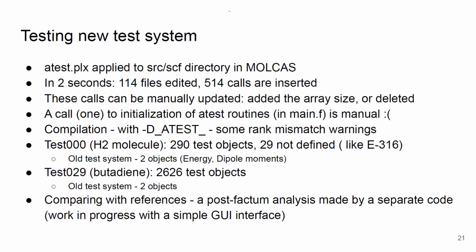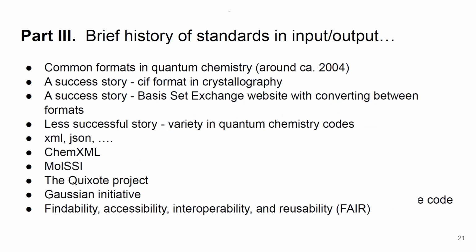For the H2 molecule, we are testing not 2 objects as before, just energy and dipole moments. We are testing 290 objects. For bigger cases like butadiene, it's 2060. And since the analysis is post-processing, you can have some small GUI, it's still under development, which will tell you where the program started to deviate from reference numbers. So I hope that this tool can be quite useful in code development. You can catch a lot of errors which were difficult to catch before.